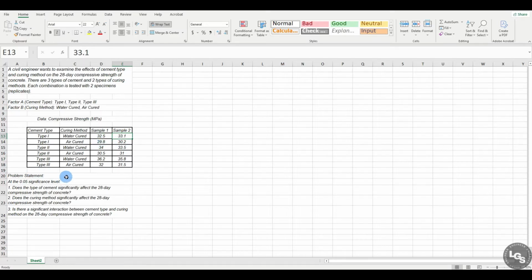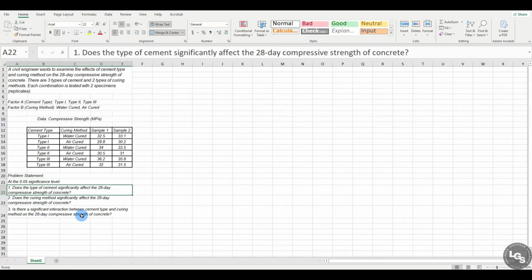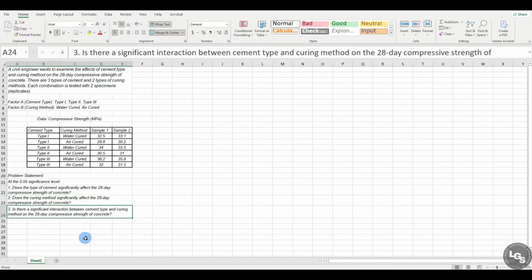For the problem statement, at the 0.05 significance level, so that is the alpha, number 1, does the type of cement significantly affect the 28-day compressive strength of concrete? Number 2, does the curing method significantly affect the 28-day compressive strength of concrete? And for the third question, is there a significant interaction between cement type and curing method on the 28-day compressive strength of concrete?